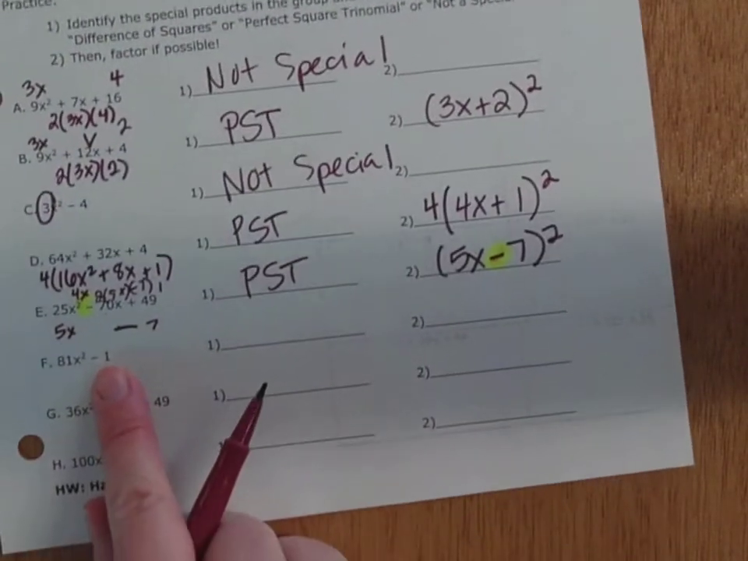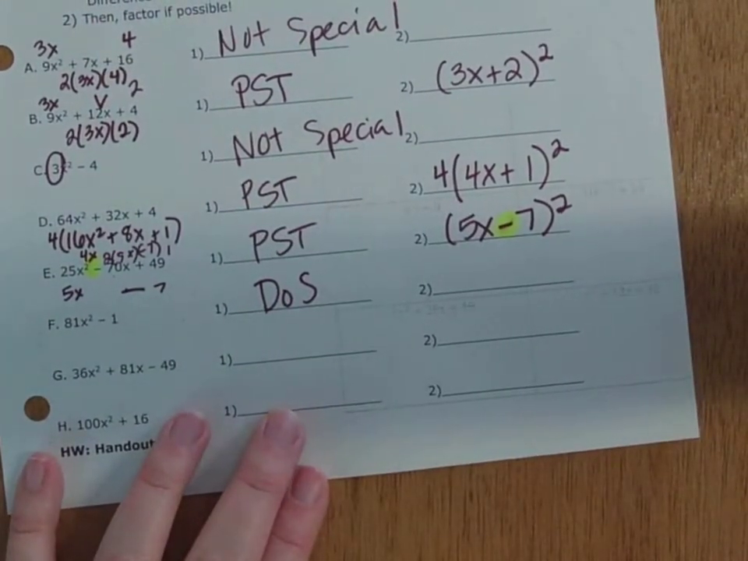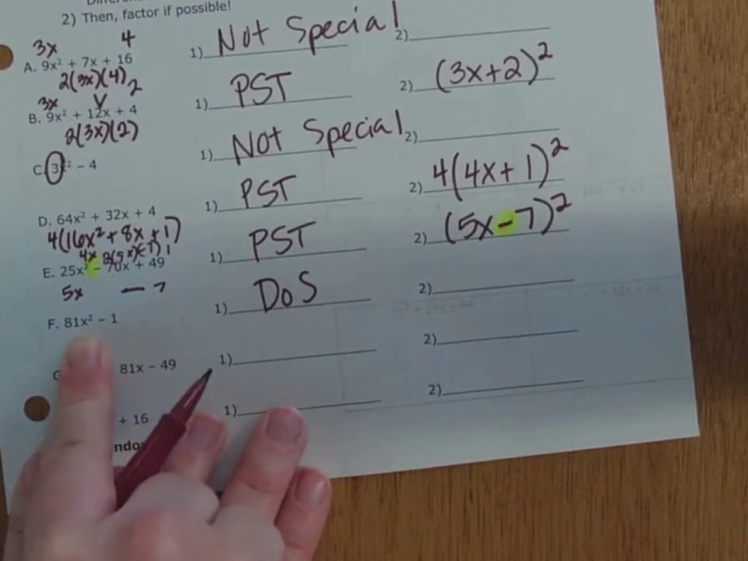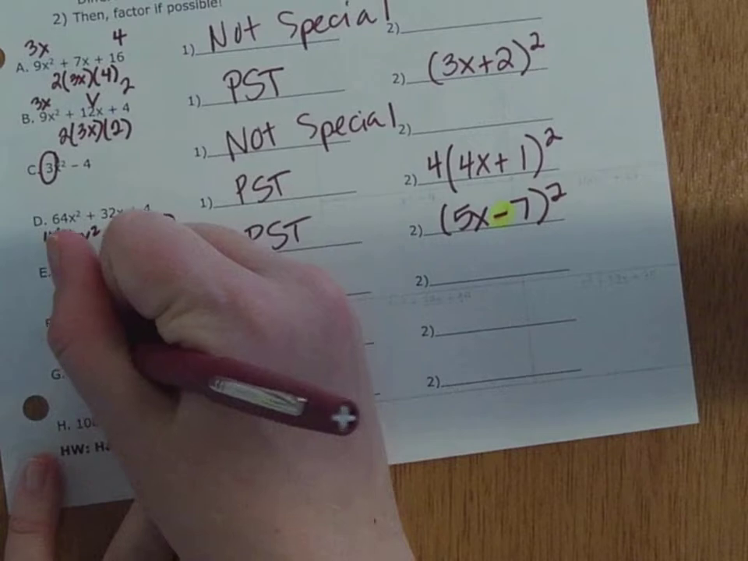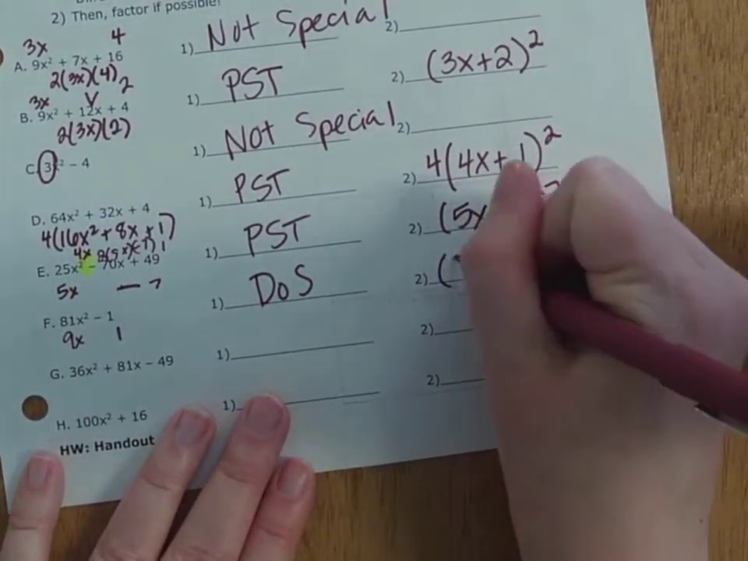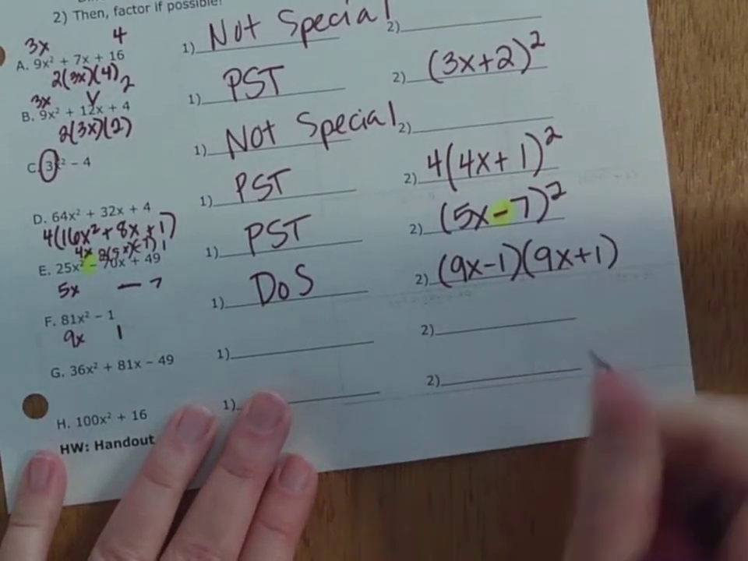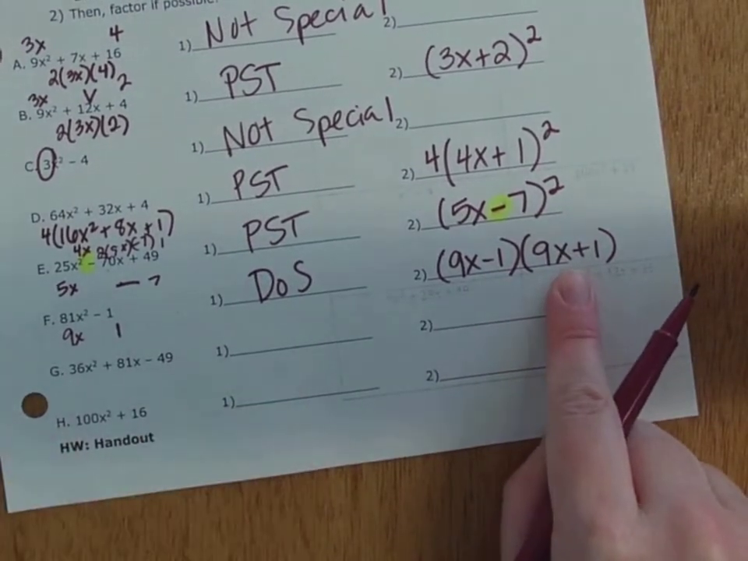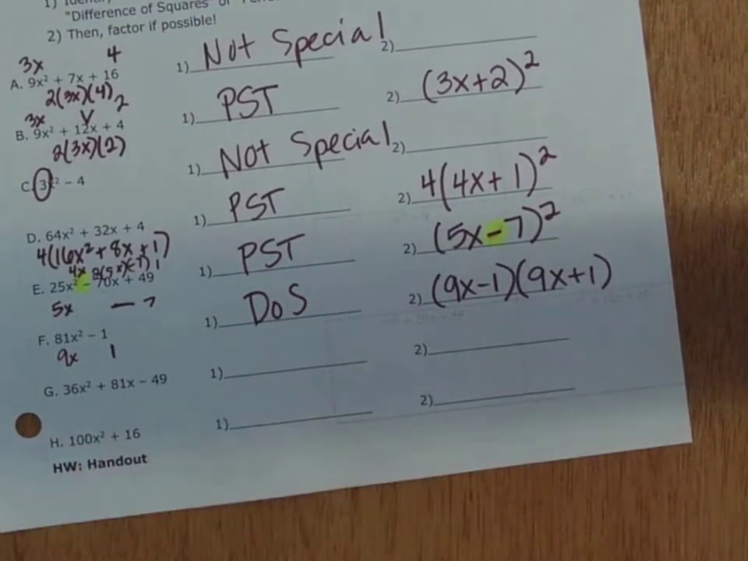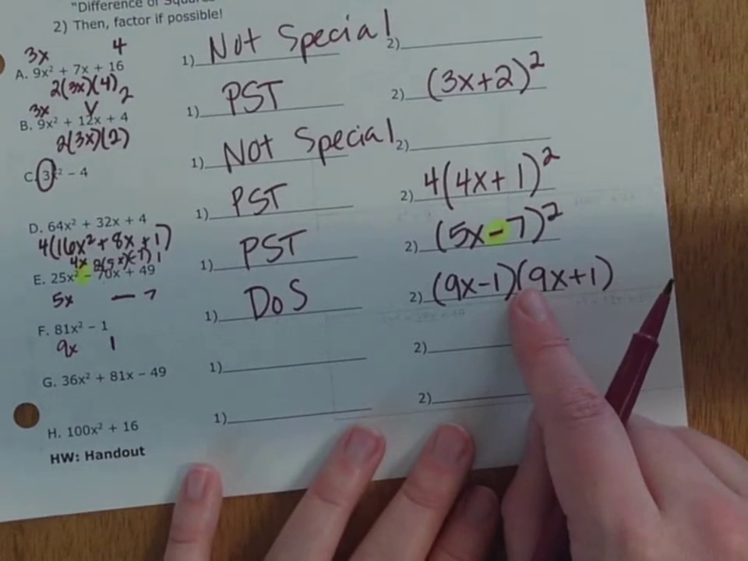Okay, what about f? It's a difference of squares. Because 81x squared, perfect square. What's the square root of 81x squared? 9x. What's the square root of 1? So what is my factor form? 9x minus 1 times 9x plus 1. Does order matter? Ms. Webb, can I write 9x plus 1 times 9x minus 1? Yes. Do not put a plus sign between these two. We are multiplying. These are special products.